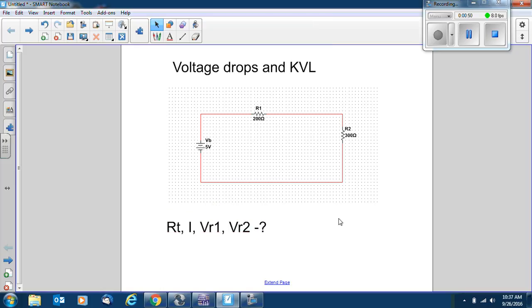So how do I go about this? Well, I'm always looking for my 4 steps. First, I need to do the conversions. Well, I don't need to do any conversions. Everything is in engineering notation. I have 200 ohms here. I have 300 ohms here. I have 5 volts here. No need to do any conversions.